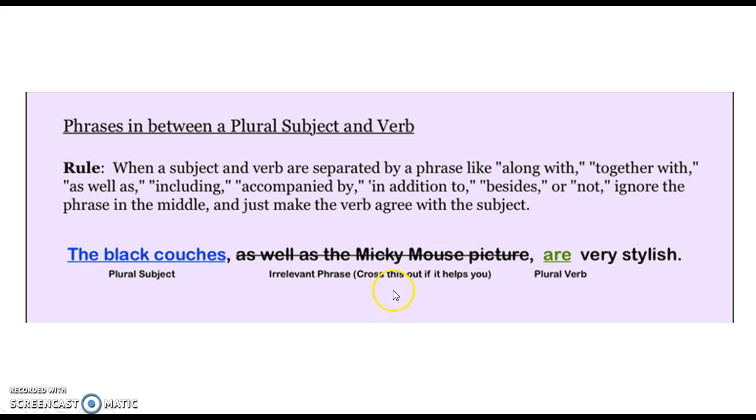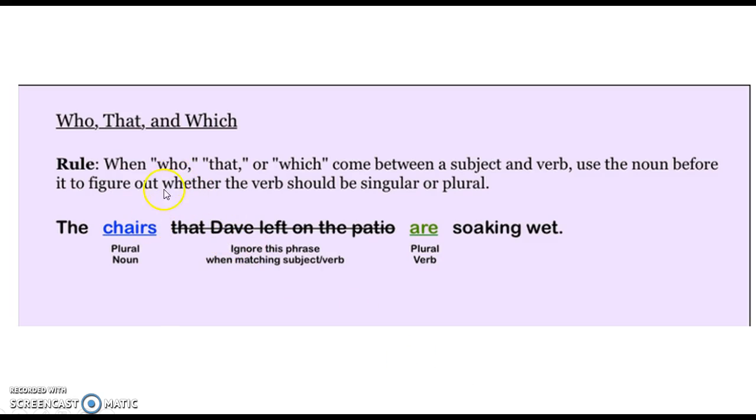So typically you guys can tell if something doesn't matter if the subject's not there, if there are commas surrounding it, or sometimes if you have a phrase in between that starts with who, that, or which, the subject is going to be before that. So for example, the chairs that Dave left on the patio, it's not the patio, it's the chairs are soaking wet.